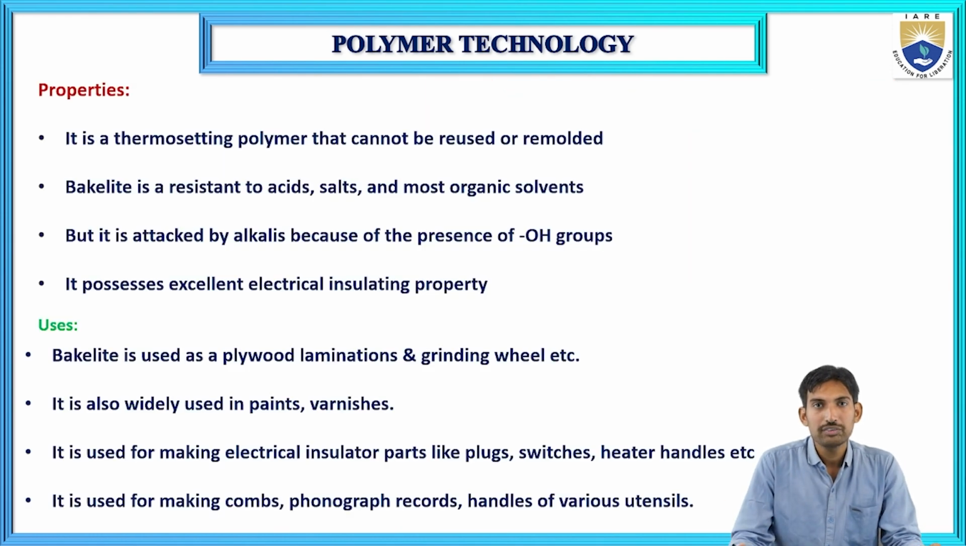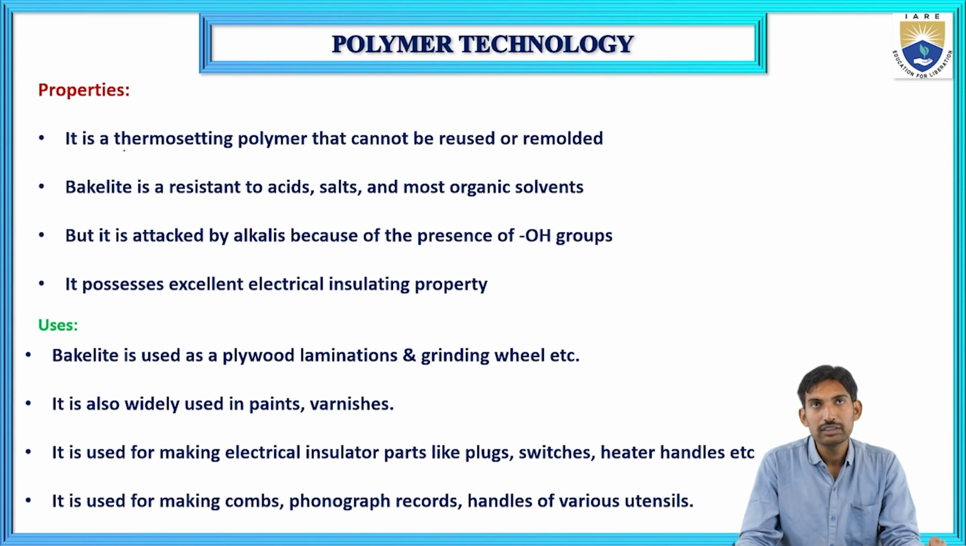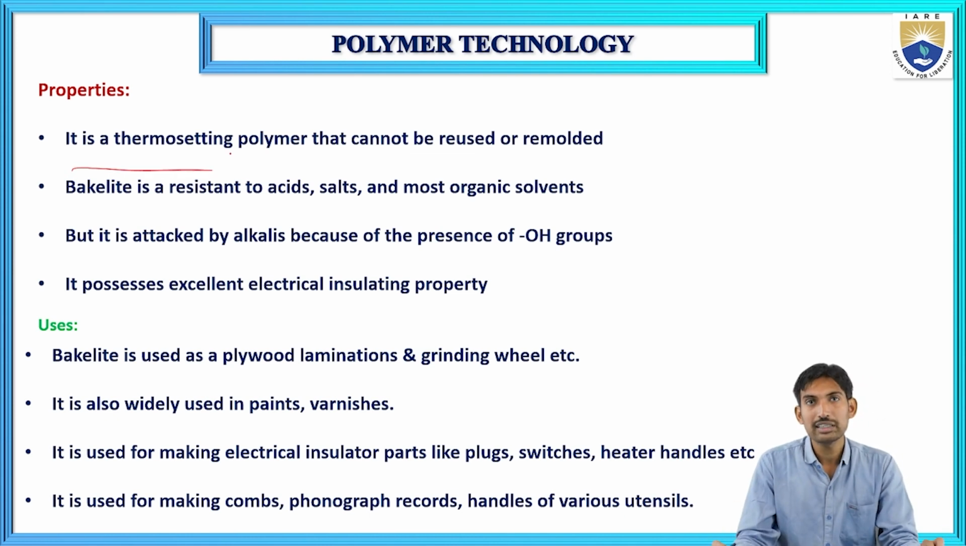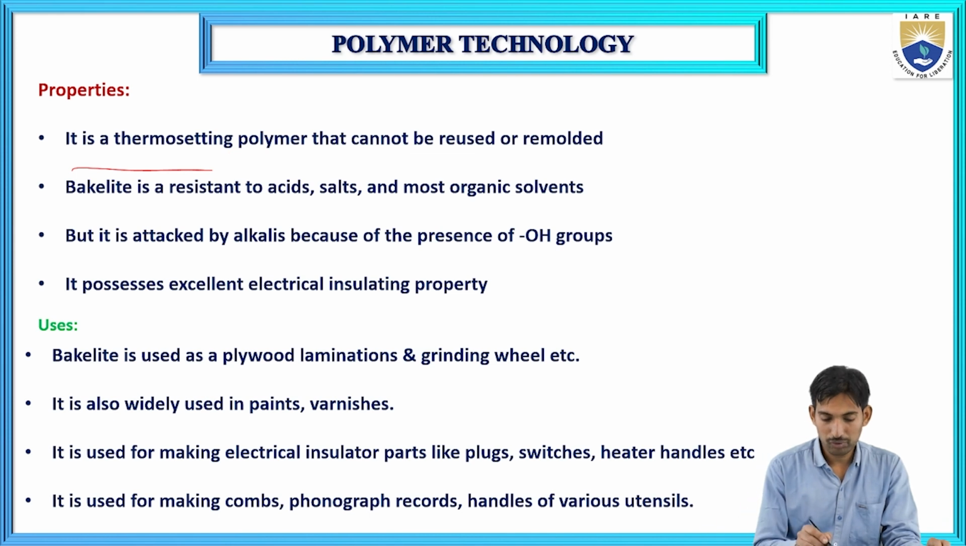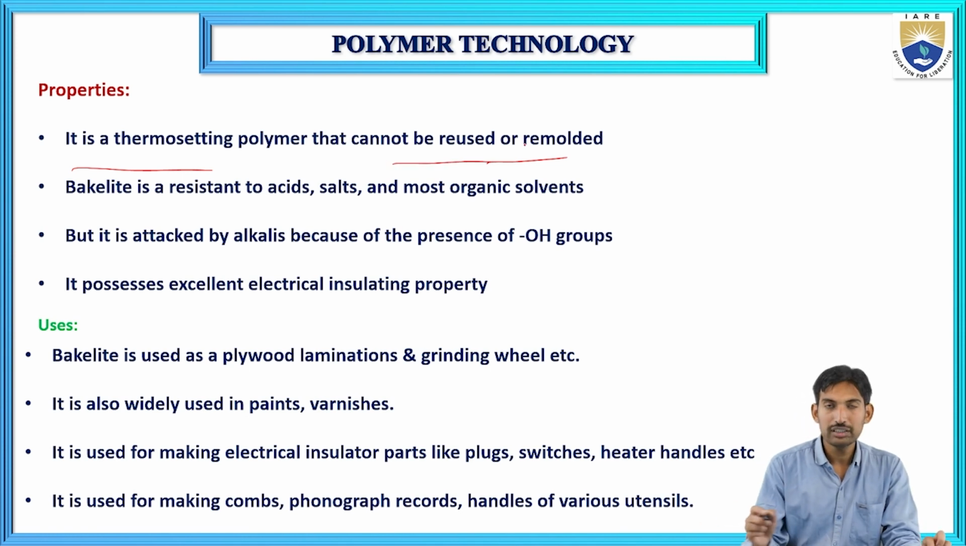These are the properties of Bakelite. See, it is a thermosetting polymer that cannot be reused or remolded. The Bakelite is a thermosetting polymer. It is formed by condensation polymerization, and it cannot be reused or remolded.